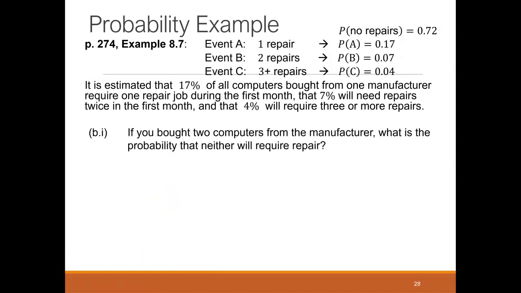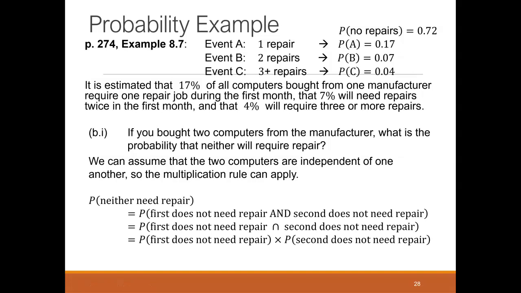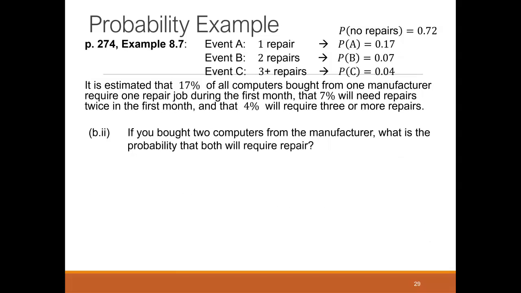If you bought 2 computers from the manufacturer, what is the probability that neither will require repair? So that's going to be an independent event, right? The purchase of the first computer has no effect on the purchase of the second computer, whether they needed repairs or not. So it should be 0.72 times 0.72. So about a 52% chance. That's not great. It's a pretty bad computer company.